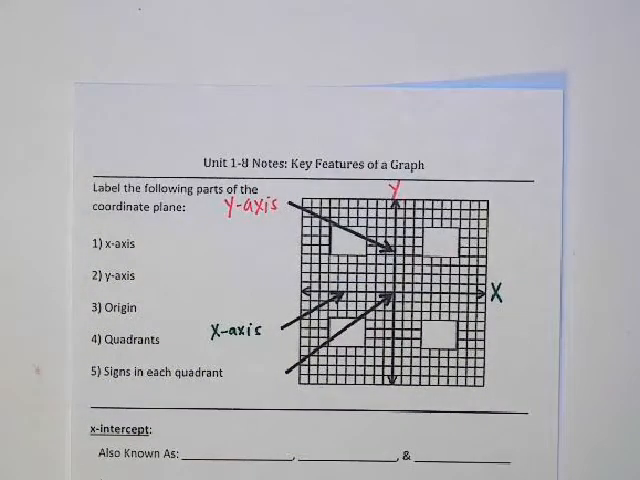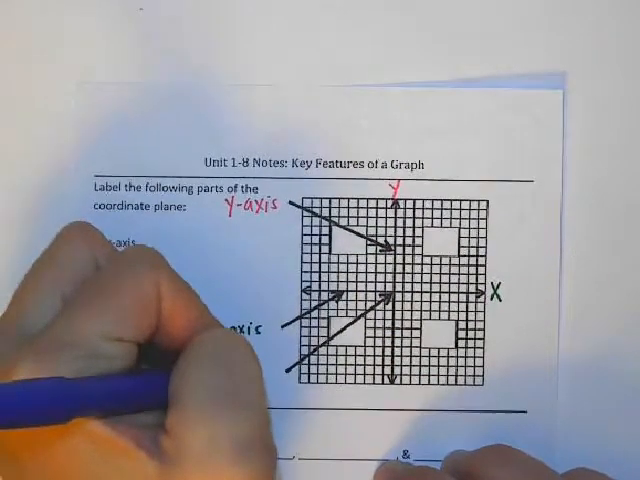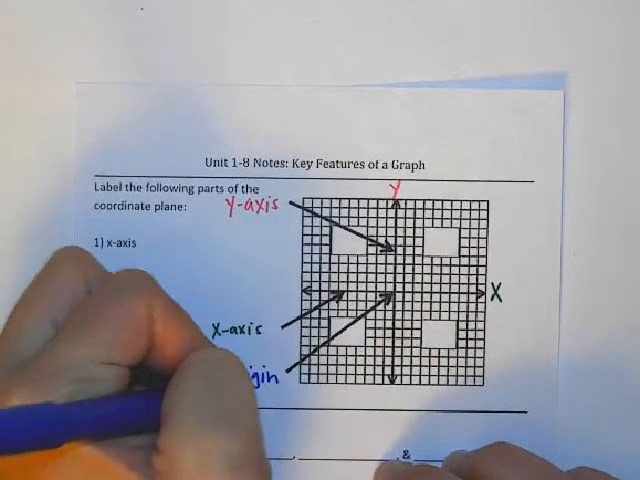Number 3 is my origin, and what is that? 0, the middle, 0, 0. Good. So I'm going to write origin to the arrow pointing to the middle, and then I'm going to put 0, 0.